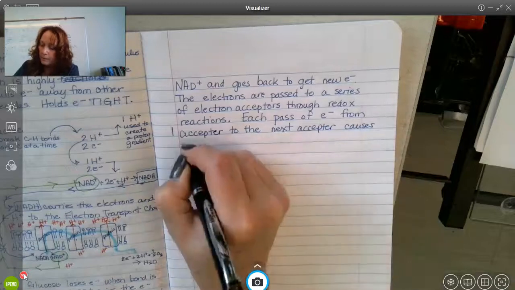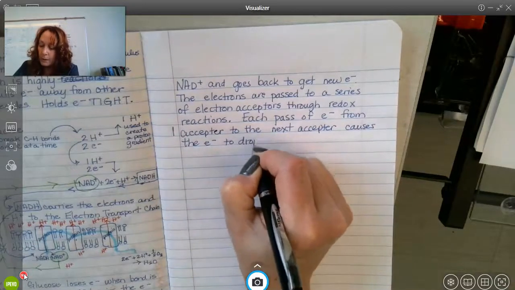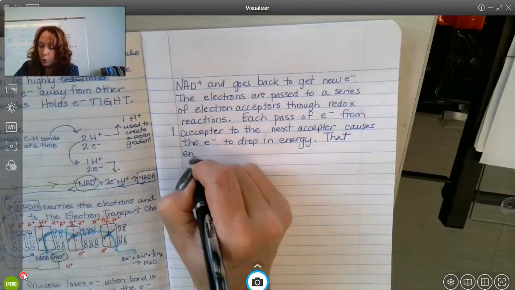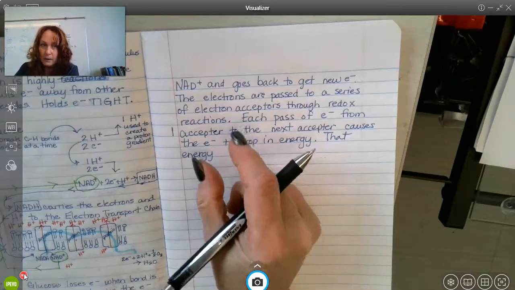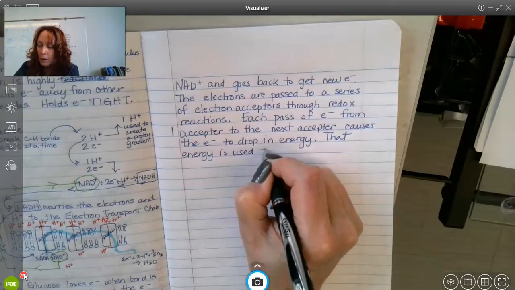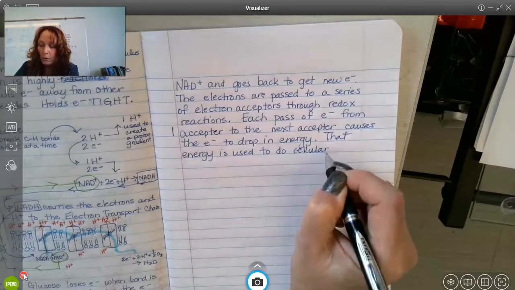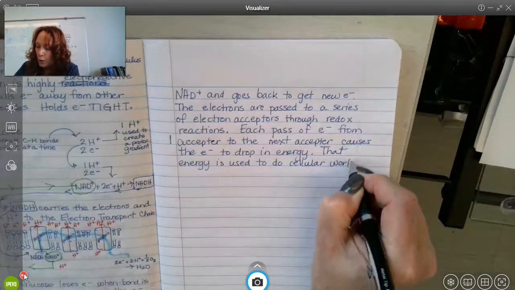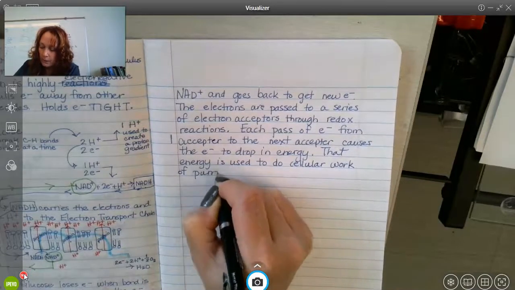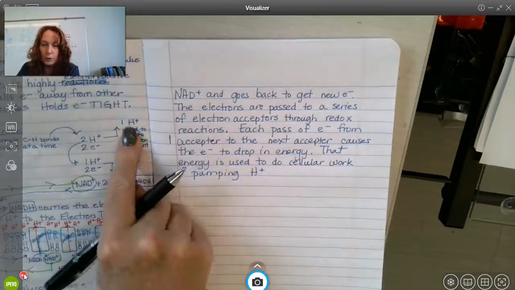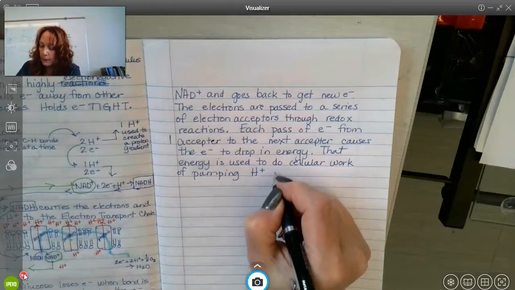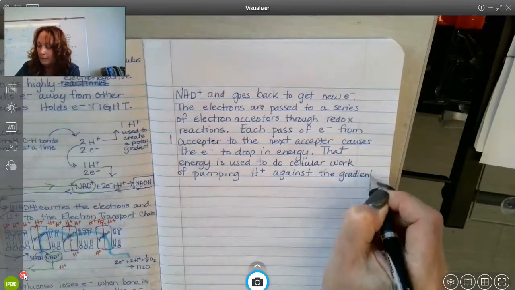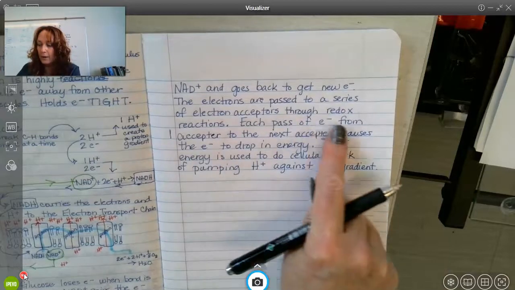causes the electron to drop in energy. That energy, we're going to use it to do work because it's not a big amount. It's just a dab of toothpaste. That energy is used to do cellular work of pumping hydrogen ions, which we were generating right there, remember? Against the gradient. So they're going from low to high. Okay? So that's the story of the electron.